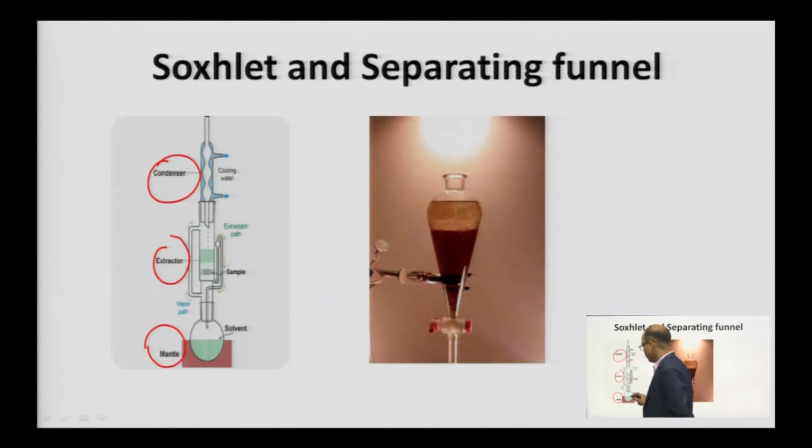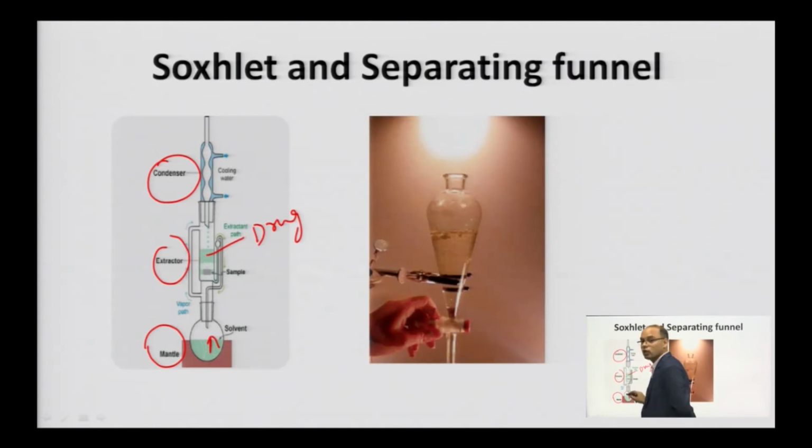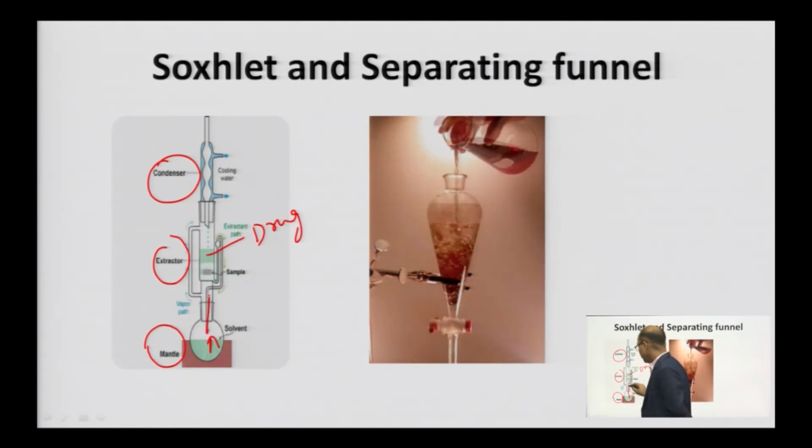So, what we do, we take the solvent here, we place the drug here, and the solvent vapors get evaporated by application of heat. The solvent evaporates and enters the extractor through this side tube. As soon as it enters the extractor, it tries to escape from the top, but at the top you have the condenser. Due to the condenser, the solvent vapors get condensed and fall on the drug.